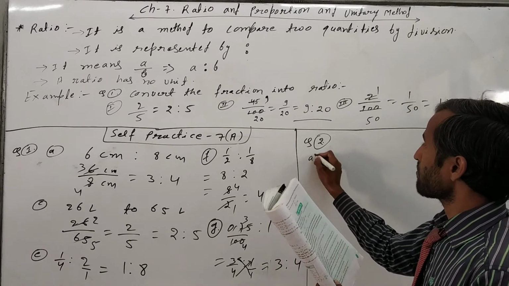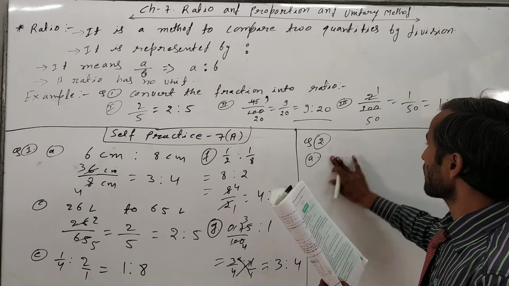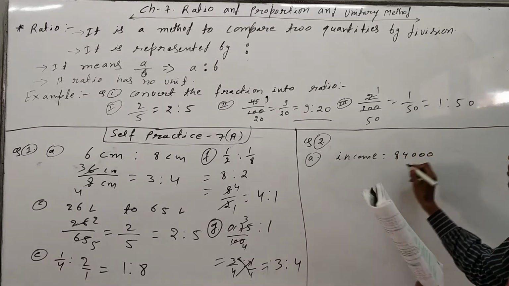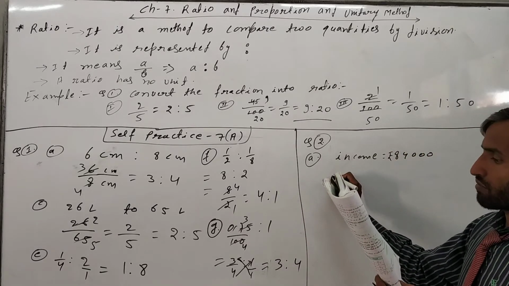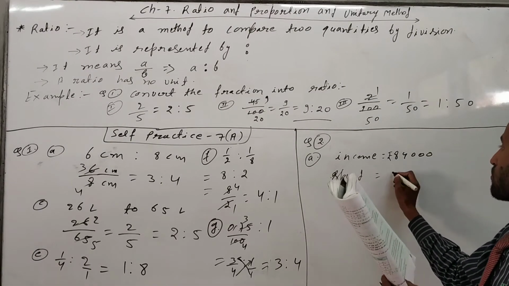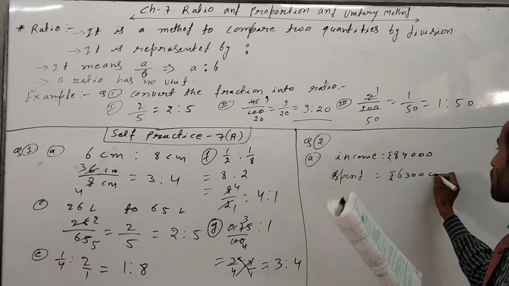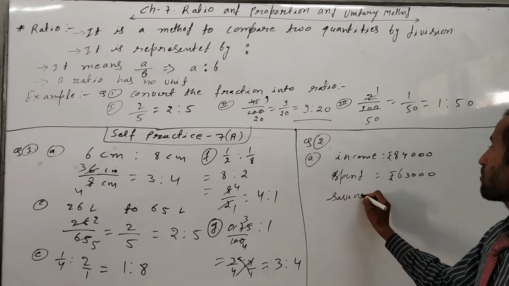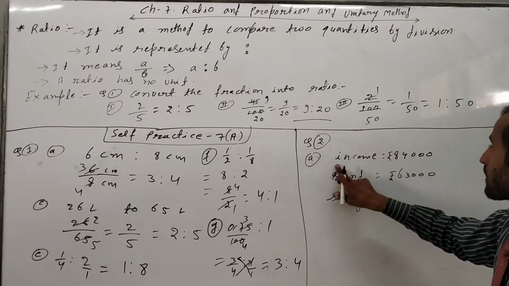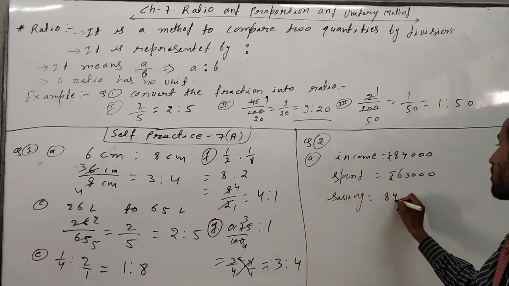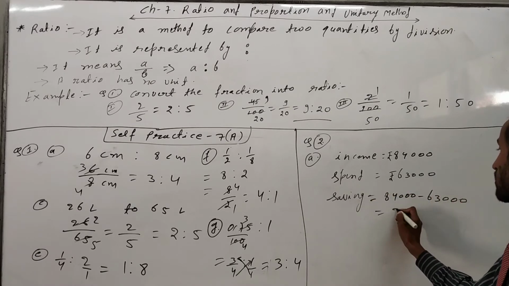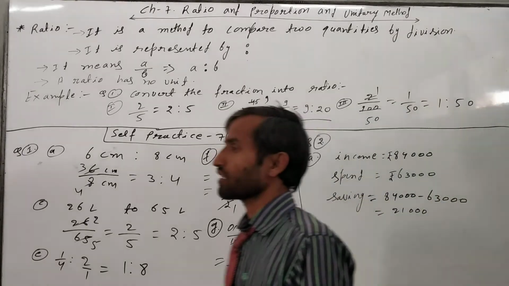So A part, income is equal to 84,000 rupees, and spends means spent money is equal to 63,000. Then we have to find saving, equal to income minus spends. So 84,000 minus 63,000. How much will come? Then it will come 21,000. It means he has saved 21,000 a year.